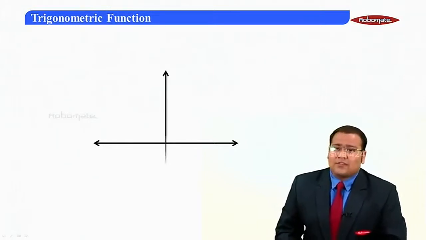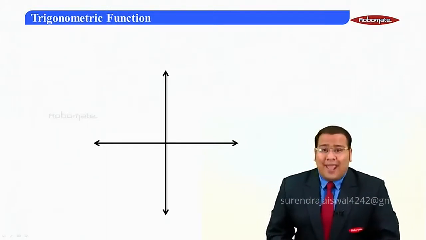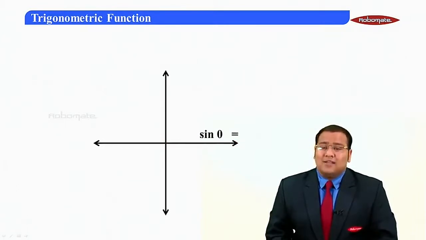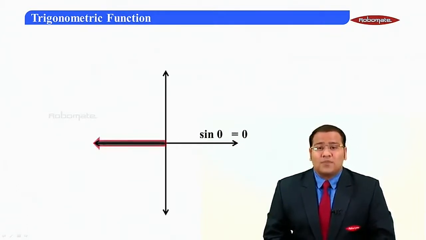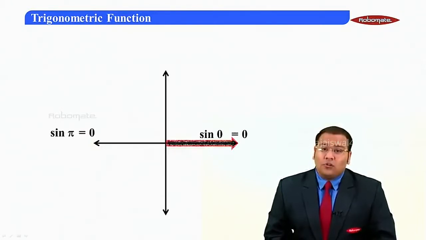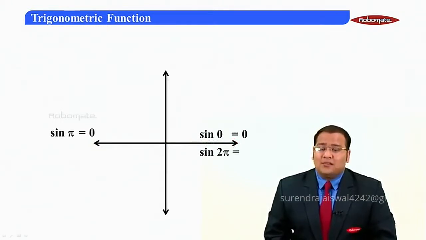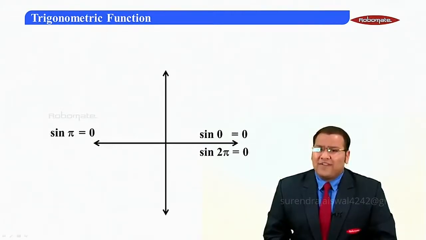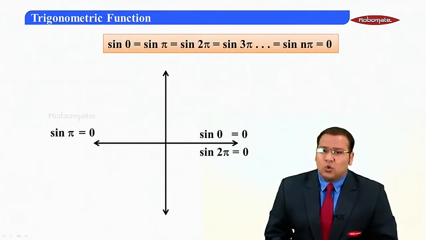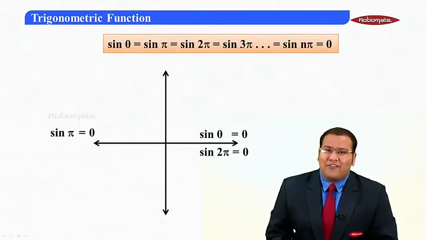Now, let us consider the x and y axis. We know that sine 0 is given by 0. We also know sine pi is given by 0. We also know sine of 2 pi is given by 0. So if I keep on writing this, you know that sine 0 is equal to sine pi, which is equal to sine 2 pi, 3 pi, 4 pi, 5 pi.